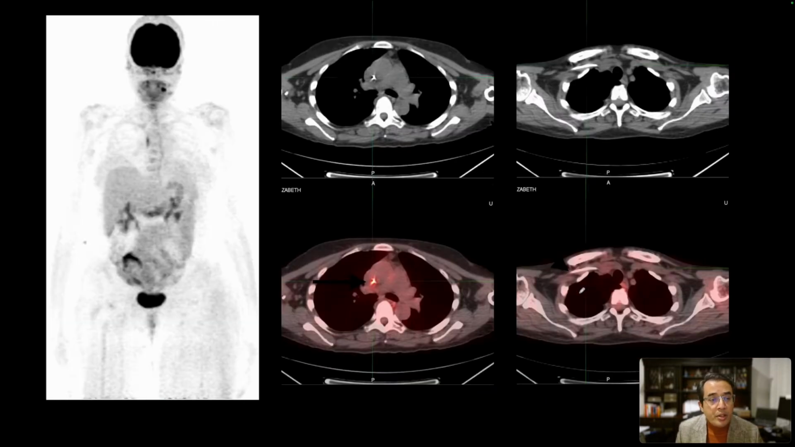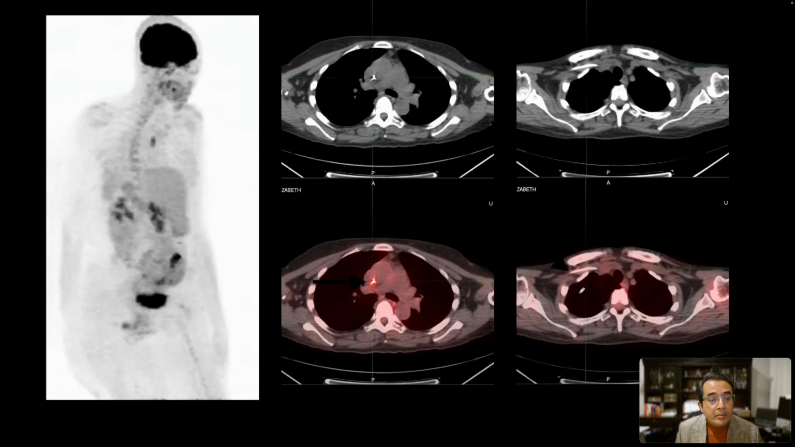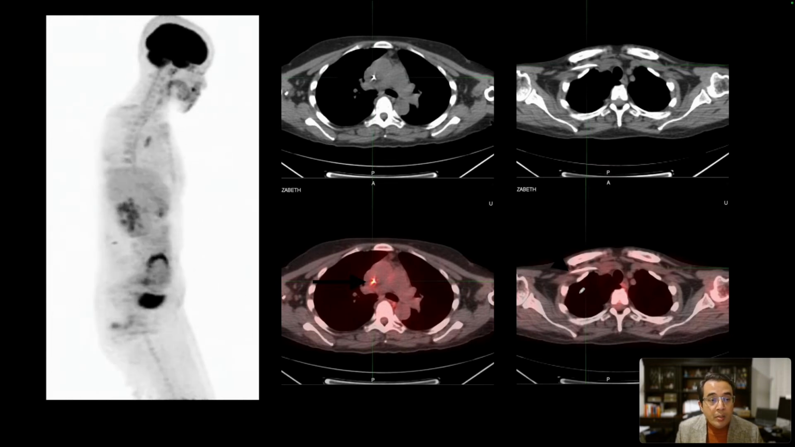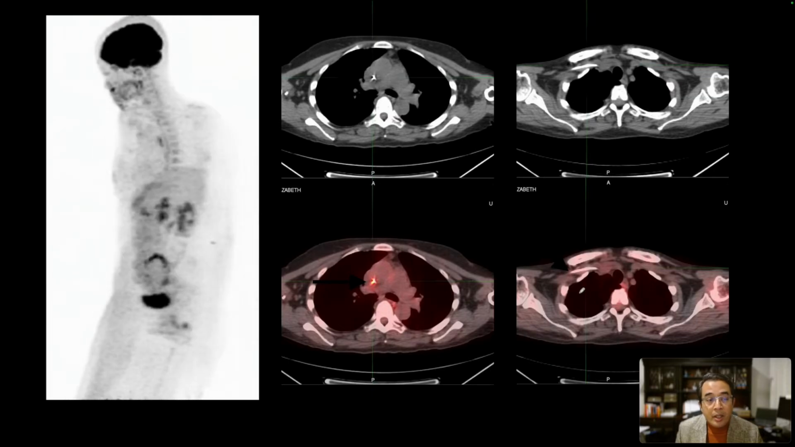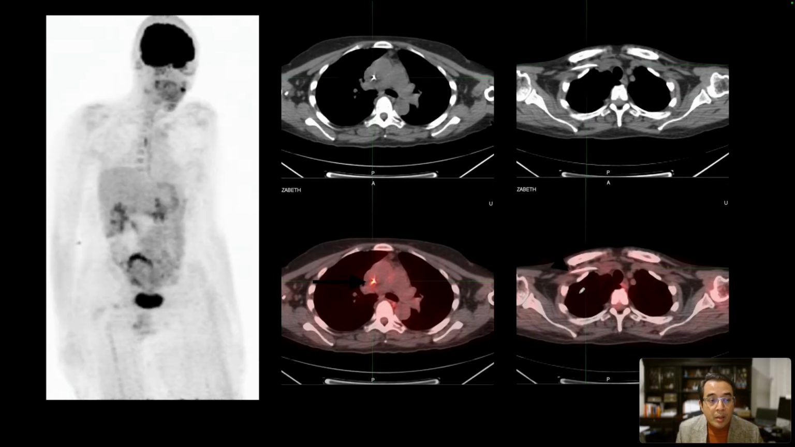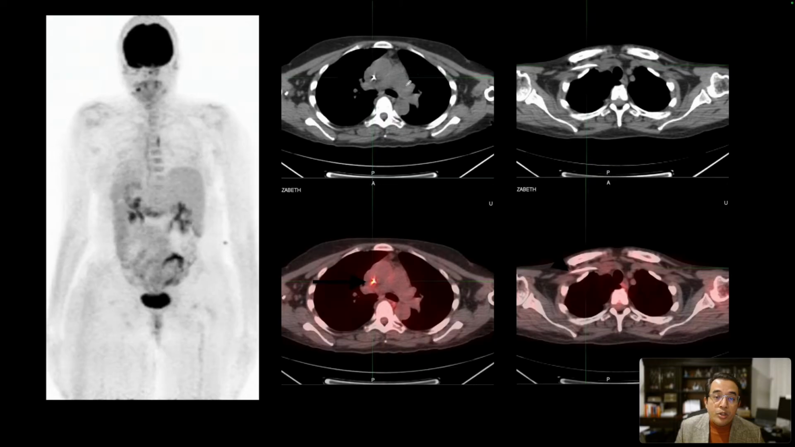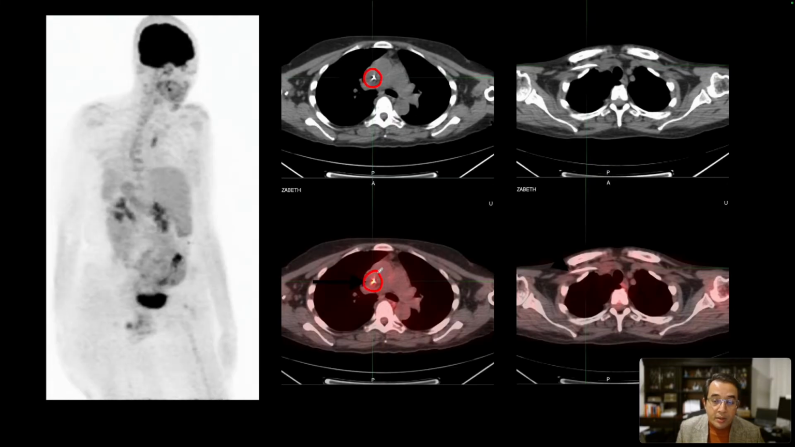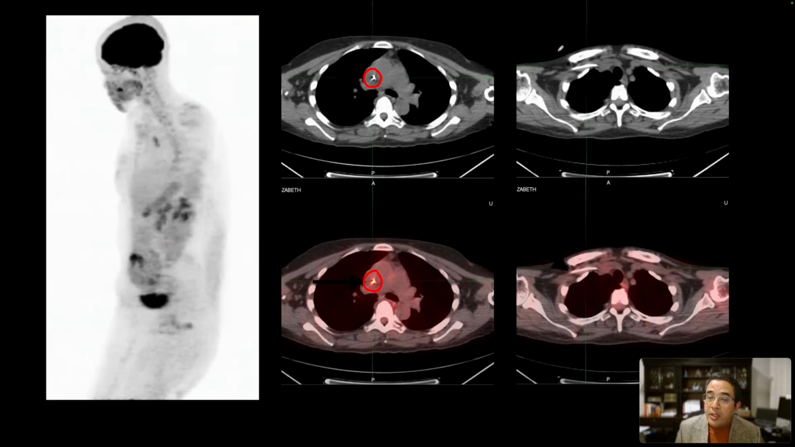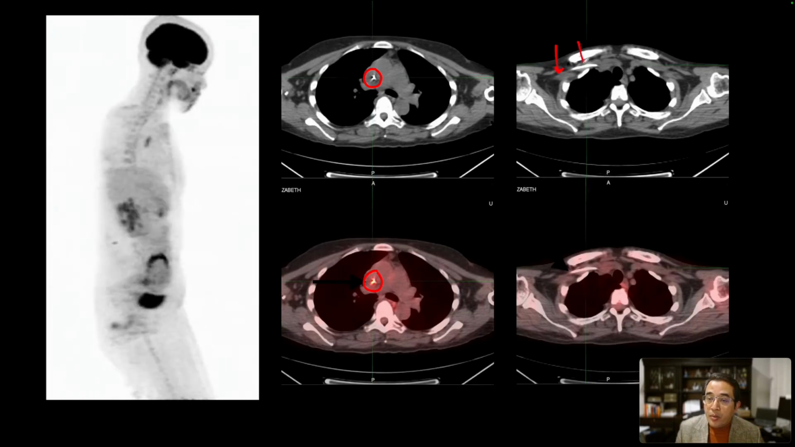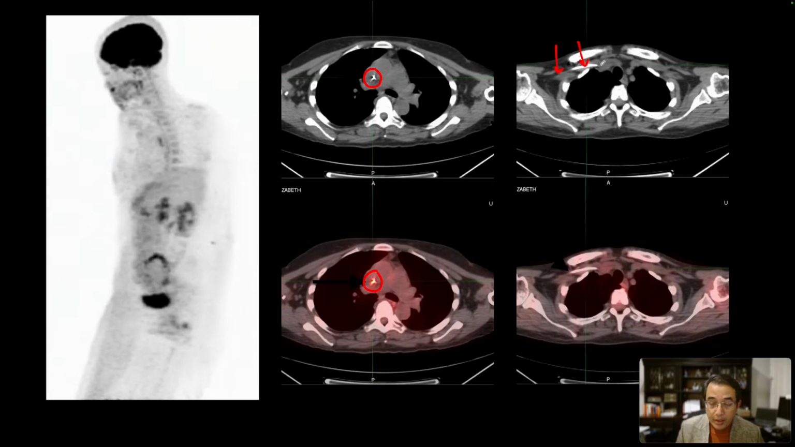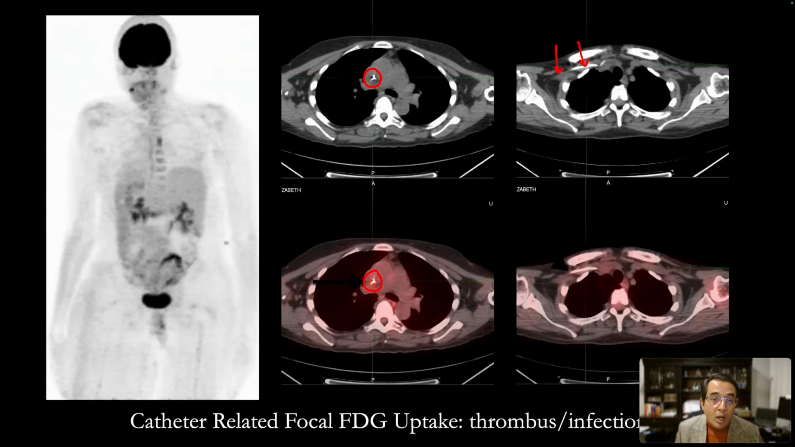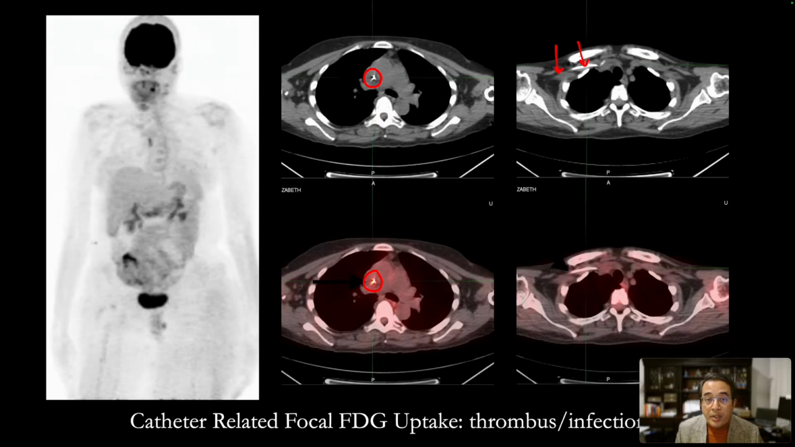Here's our next patient. On the rotating image, we see that in their mediastinum on the right side, there is an ill-defined focus of mild uptake, and this focus corresponds to the site of the catheter seen right here. And we see the catheter on the CT image right there. And so this catheter-related uptake is also seen frequently, and it is related to either thrombus or infection at the tip of the catheter.